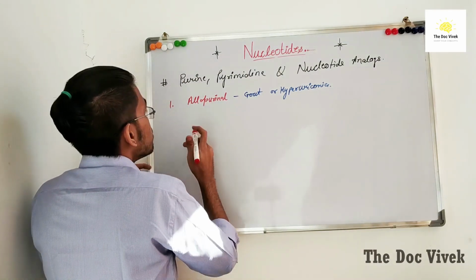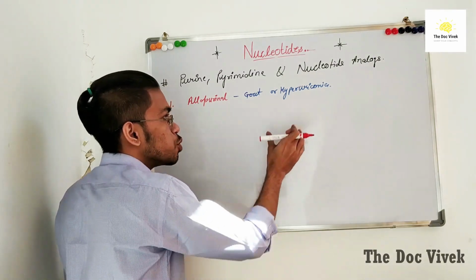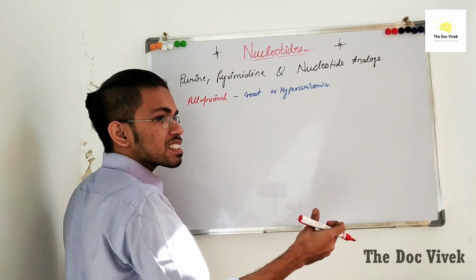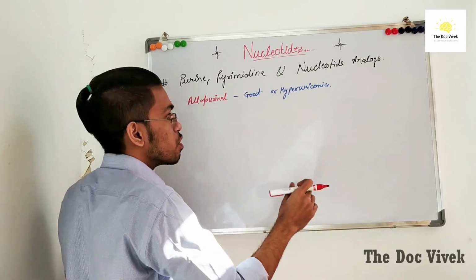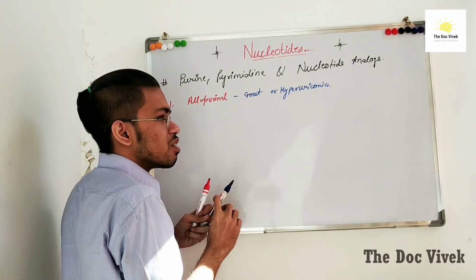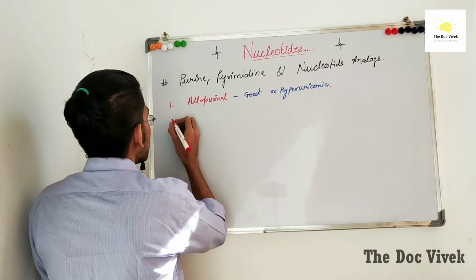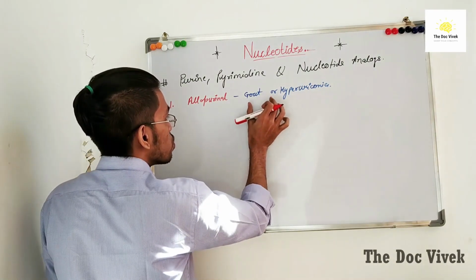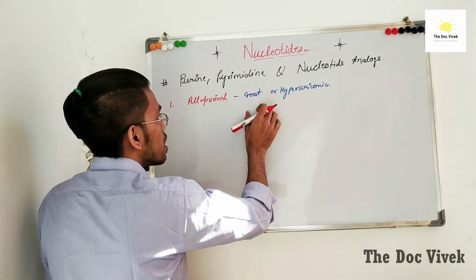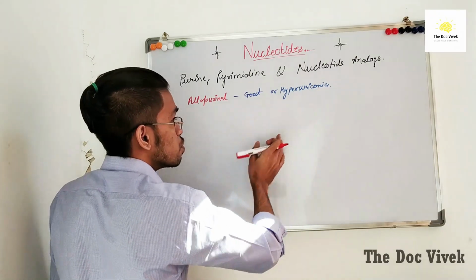Okay, hyperuricemia is a situation in which uric acid is formed in excess amount and gets excreted through the urine. And gout is a joint related disease, also a disease related to hyperexcretion or hyperformation of uric acid.